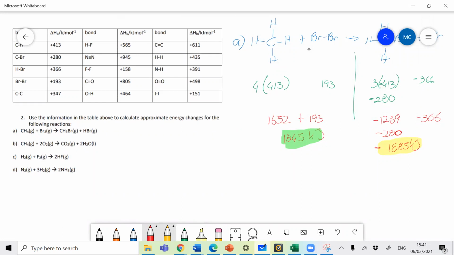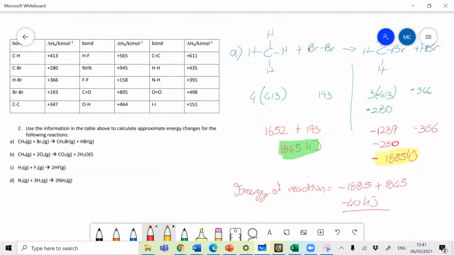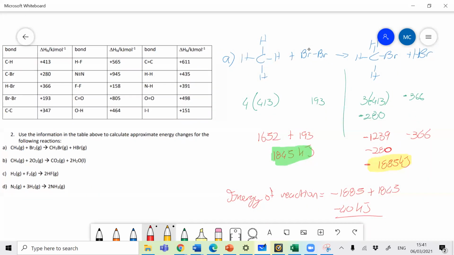So energy change in reaction. Energy of reaction is gonna be equal to minus 1885 plus 1845, which is gonna be minus 40 kilojoules. Okay, so this reaction would have an energy change of minus 40 kilojoules. Okay, so that's the first one. Let's do the second one.